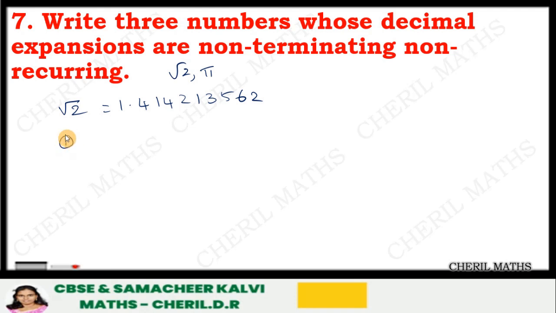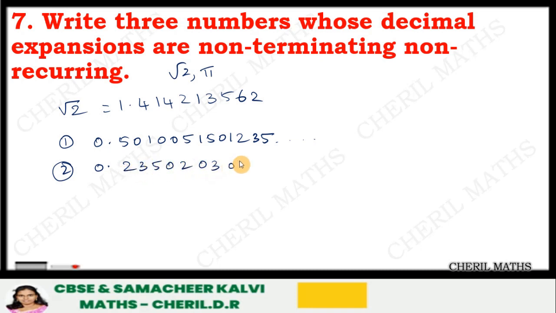You can also write it like 0.50100511500, 1501235, like this. If you write like this, you can say it is non-terminating and non-recurring. So in this way you can write any number of numbers. So I can write 0.235020305 2233, like that. Anything you can write like this.